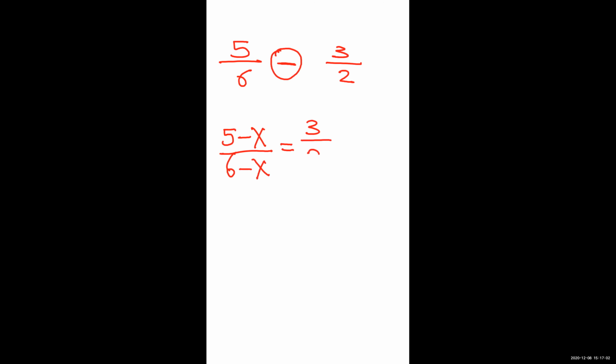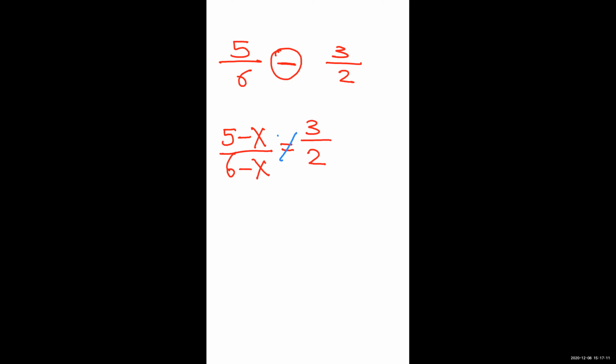Find the real number that, if we subtract it from both terms of the ratio 5 over 6, will become 3 over 2. Okay, so this means 5 minus x over 6 minus x will equal 3 over 2. Are we clear till this point? Yeah, it's clear. Okay, great.